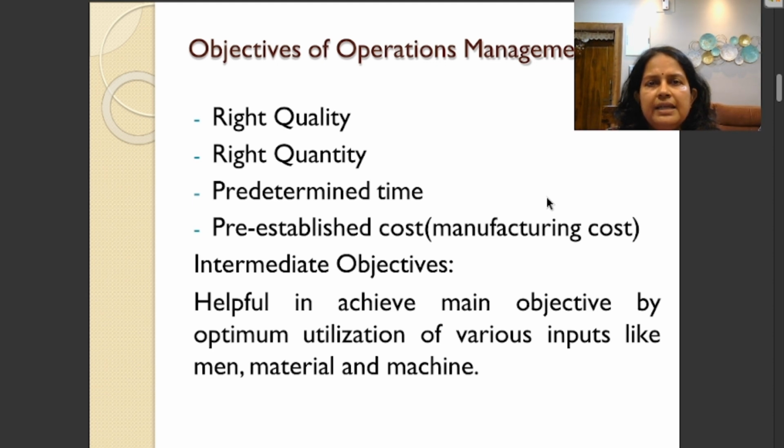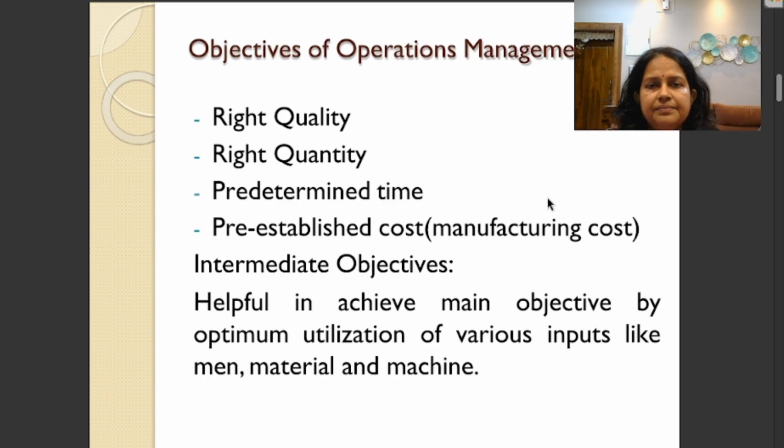When we think about the right quantity, it means how much we are able to produce according to the capacity of the plant. So, what is our demand, and according to the demand we need to plan how much we can produce. We need to decide on the capacity of the plant so that we are able to match our demand. Predetermined time means we have to decide when we can deliver the product.